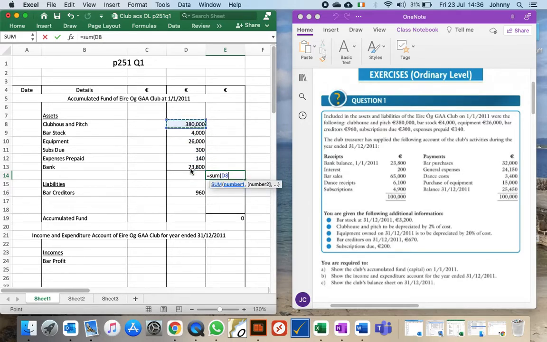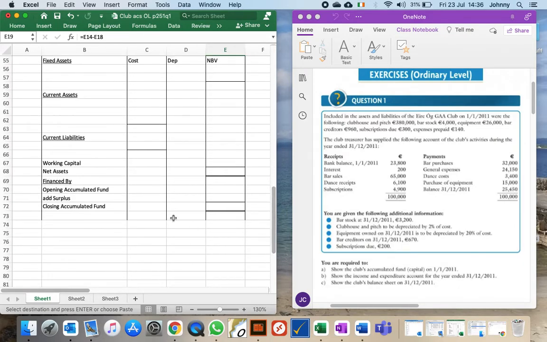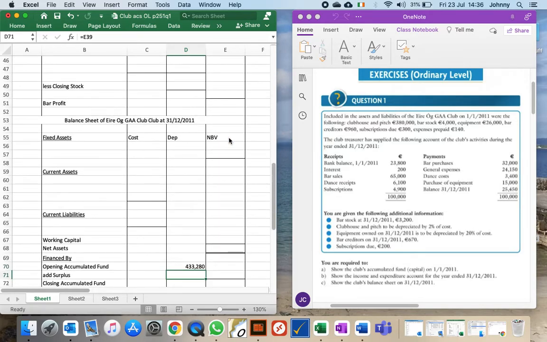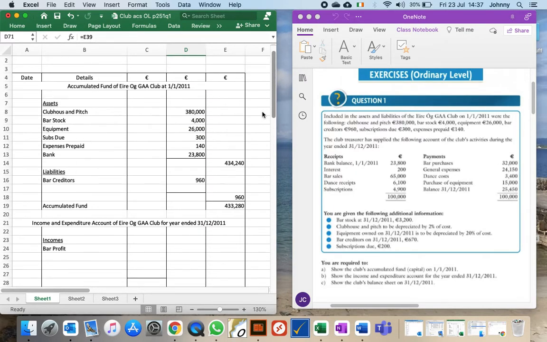So that adds all of our assets, and we'll be taking away from that all of our liabilities. In this case, there's only one liability, the 960. Subtract the two of them, and that gives us our opening accumulated fund. Now that opening accumulated fund, I'm just going to copy that number. That number goes down the bottom of our balance sheet, because that's all the money that was put into the club over the years by the people who are the members. That's the opening accumulated fund. Okay, continue. So that's the first part.